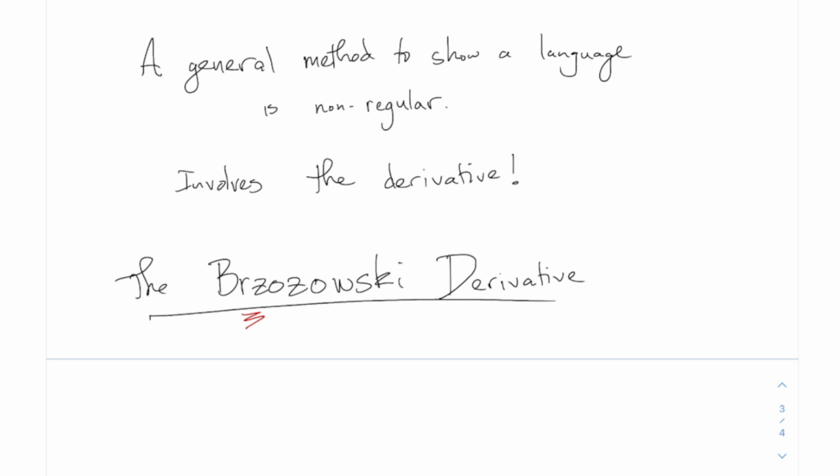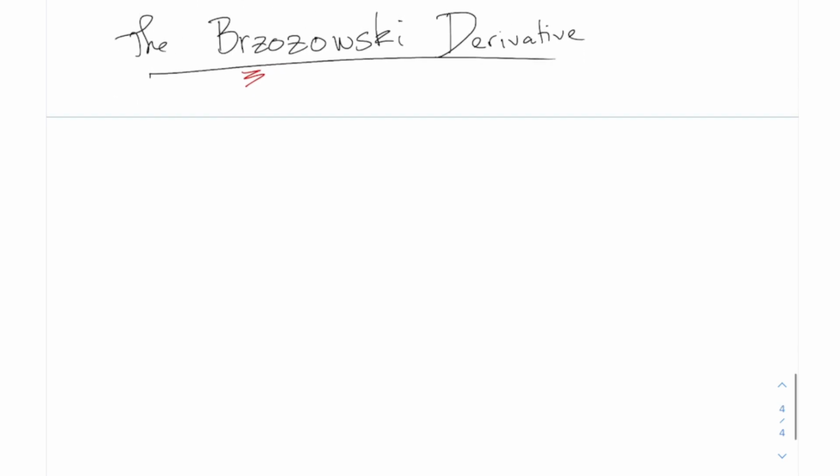Anyway, we need to talk about the derivative a little bit. And as we begin to talk about this, it will seem to have nothing at all to do with showing that something is not a regular language. But it turns out that the idea of the derivative is super useful in showing things are not a regular language. Maybe I'll say at this point, this business about the derivative is not in our book.